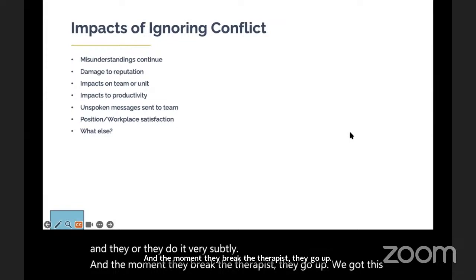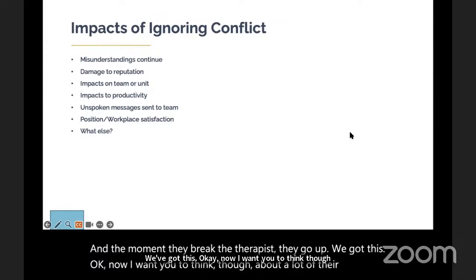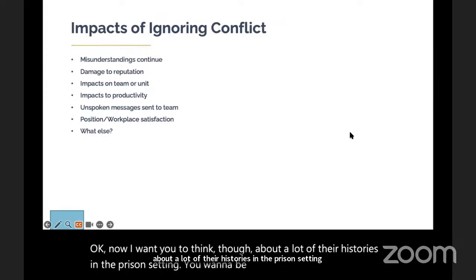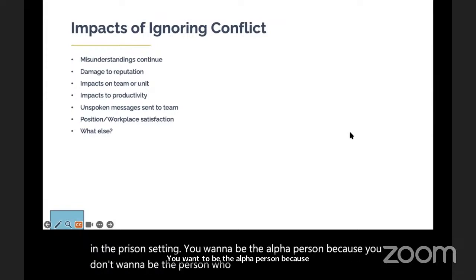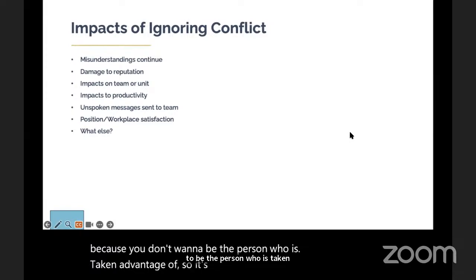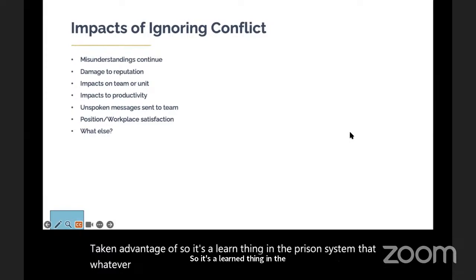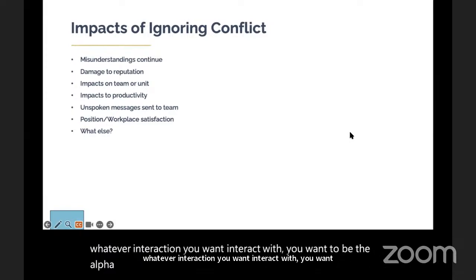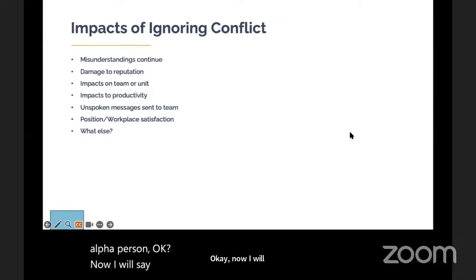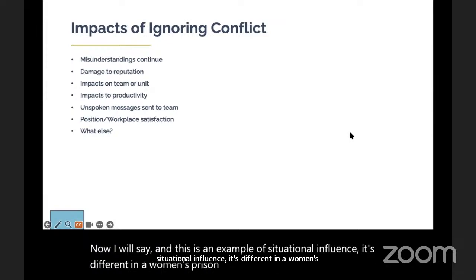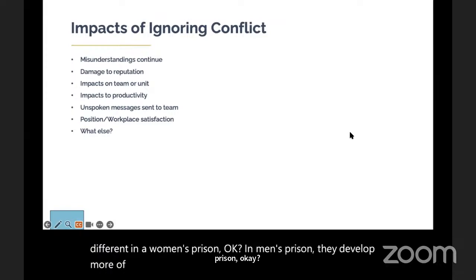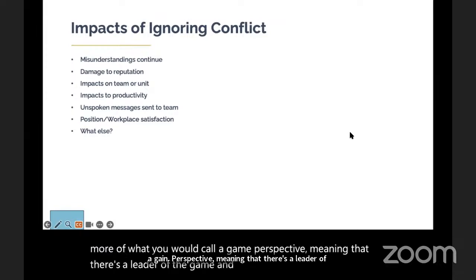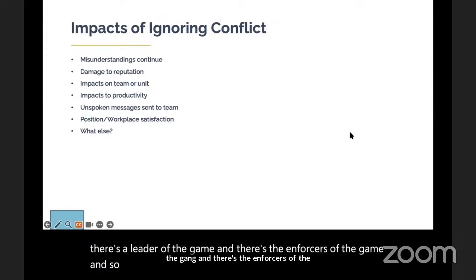Now I want you to think about a lot of their histories. In the prison setting, you want to be the alpha person because you don't want to be the person who is taken advantage of. It's a learned thing in the prison system that in whatever interaction, you want to be the alpha person. Now, and this is an example of situational influence, it's different in a women's prison. In men's prison, they develop more of a gang perspective, meaning there's a leader of the gang and there are enforcers of the gang, and so on. In women's prison, they do something that is more family oriented.